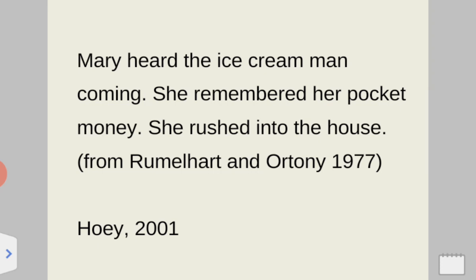Let's read all together. Mary heard the ice cream man coming. She remembered her pocket money. She rushed into the house. As you can see here, we have a mini text composed of three sentences.